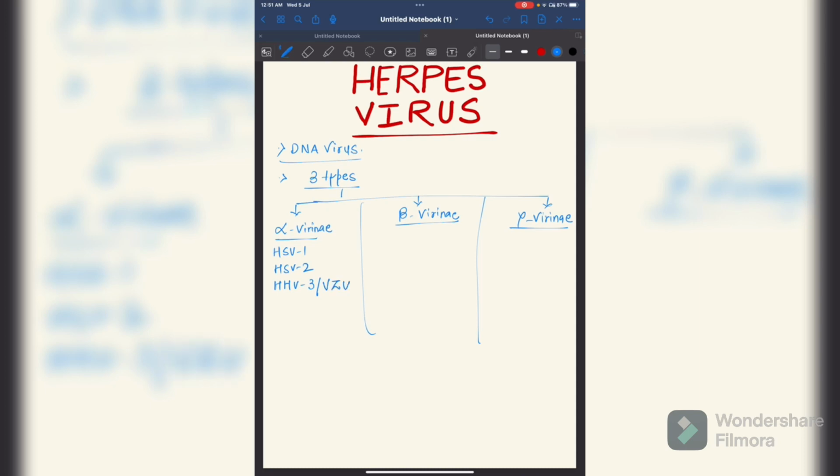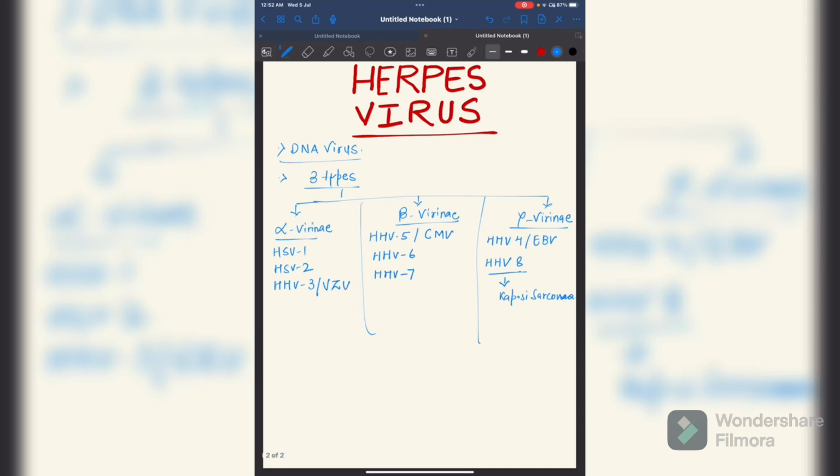Now in the beta family we have HHV5. It is also known as cytomegalovirus. We have HHV6 and HHV7. And in the gamma family, we have HHV4 or human herpes virus 4. This is also known as Epstein-Barr virus. We have human herpes virus 8. And remember, this is the virus which is responsible for Kaposi sarcoma. Right?